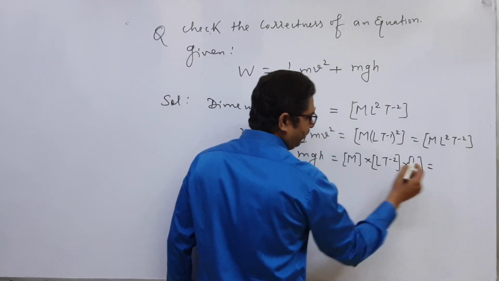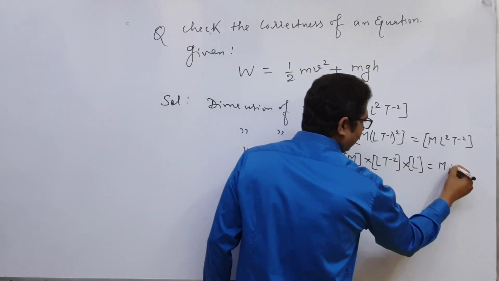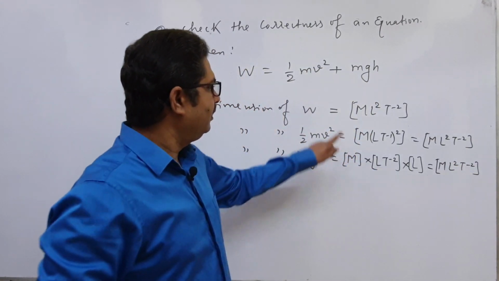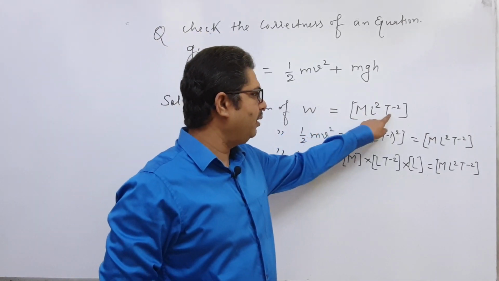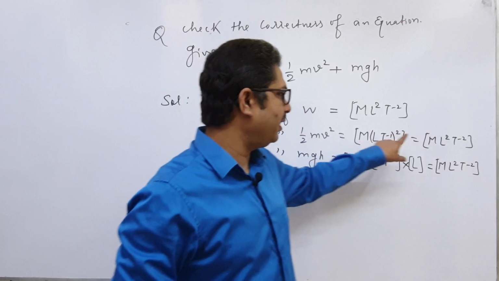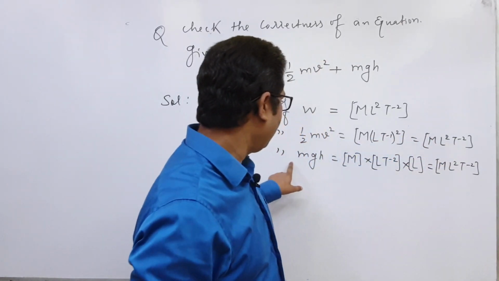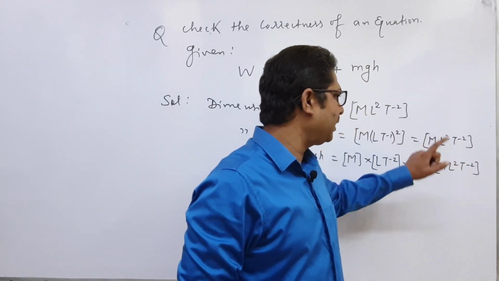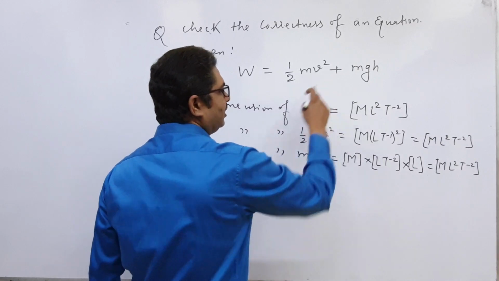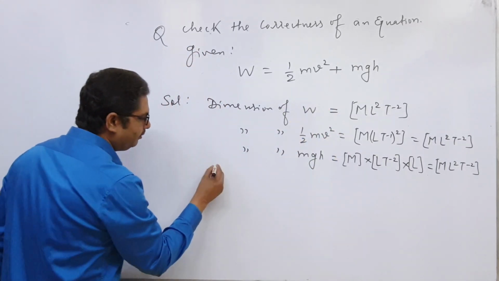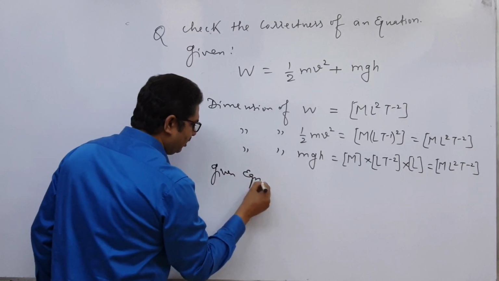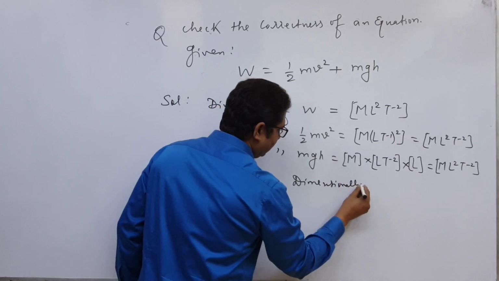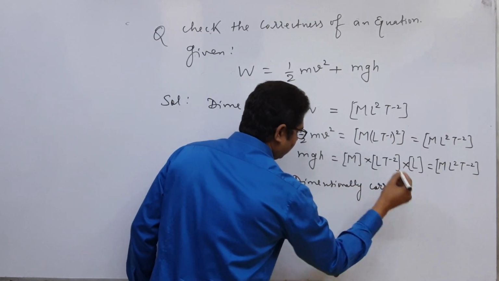Now this is equal to m L power 2 and t power minus 2. You observe that dimension of W is m L2 t minus 2, dimension of half mv square is m L2 t minus 2, and dimension of mgh is again m L2 t minus 2. These three dimensions are the same, so this equation is dimensionally correct. So we can write, given equation is dimensionally correct.